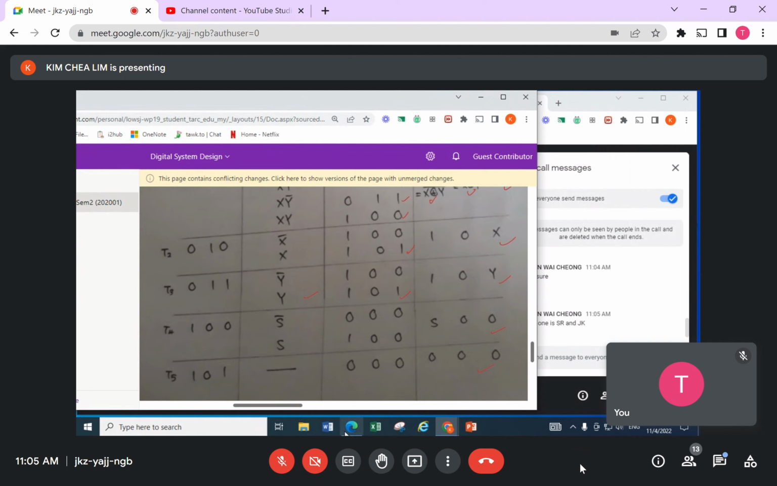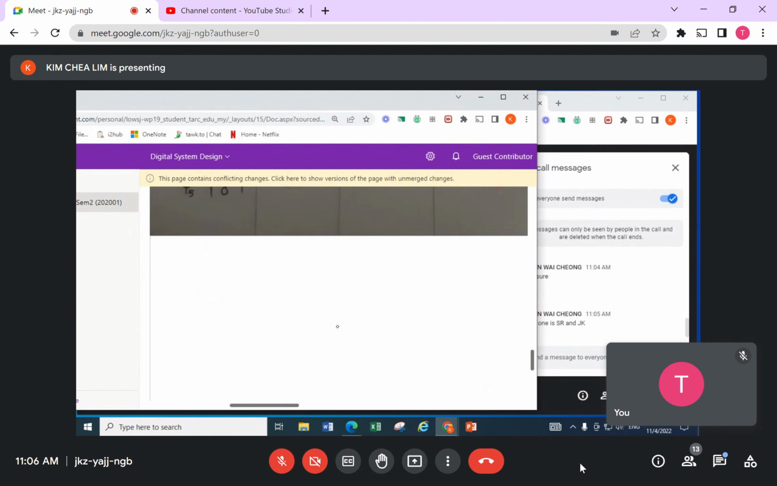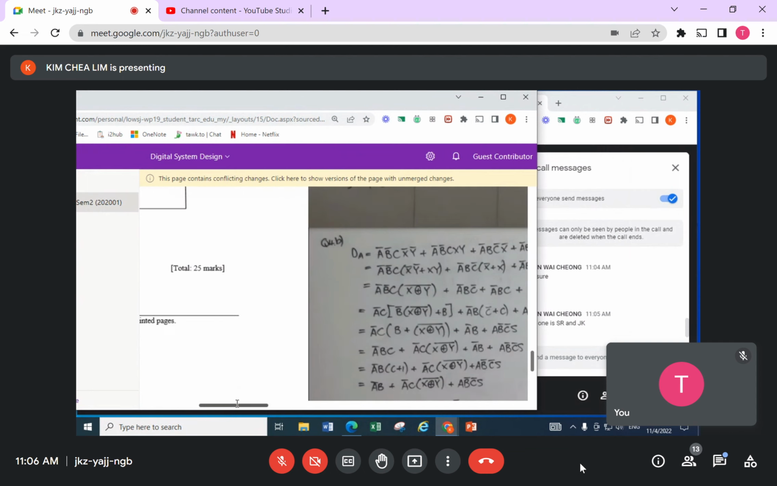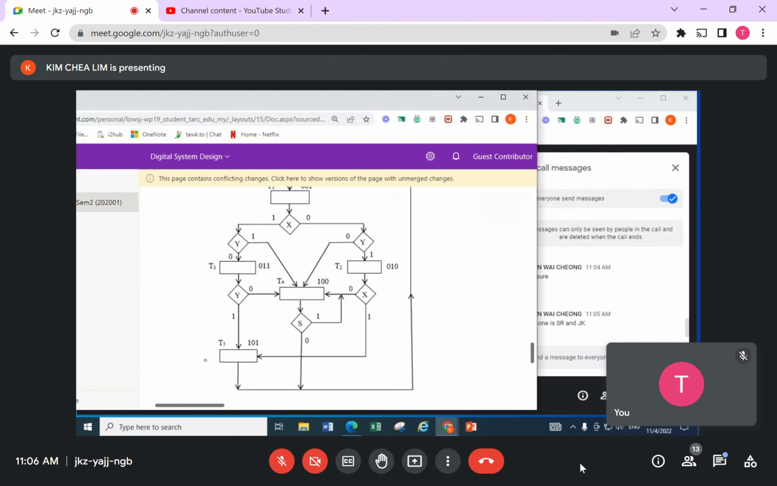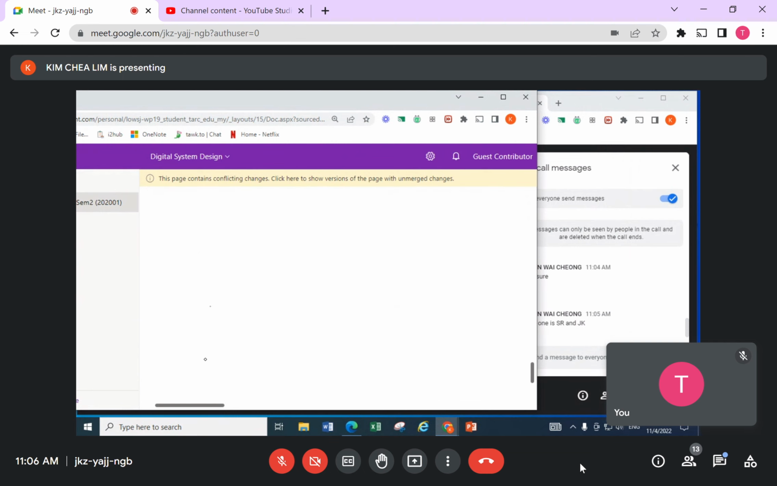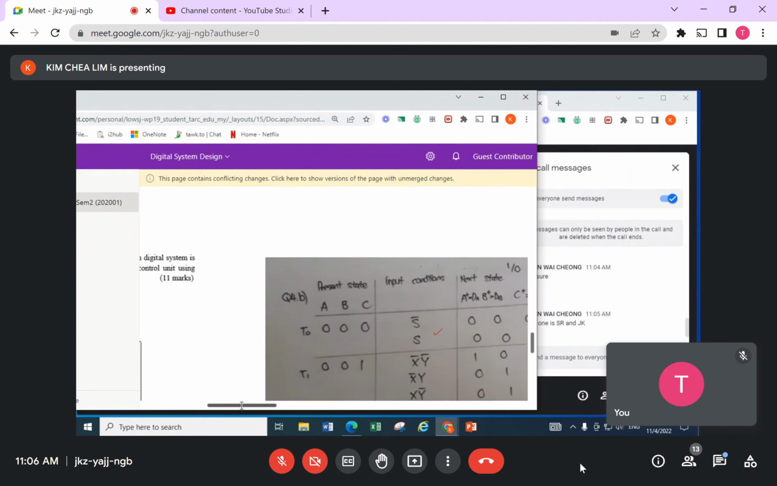Then build up this circuit based on this table. Let's see what is the requirement of these questions. Control unit using this one. The next page. No more. Oh, okay. With a suitable table, design the circuit of a control unit using multiplexer, D flip-flop, and a decoder. I only need this one here. Multiplexer, D flip-flop, and a decoder.